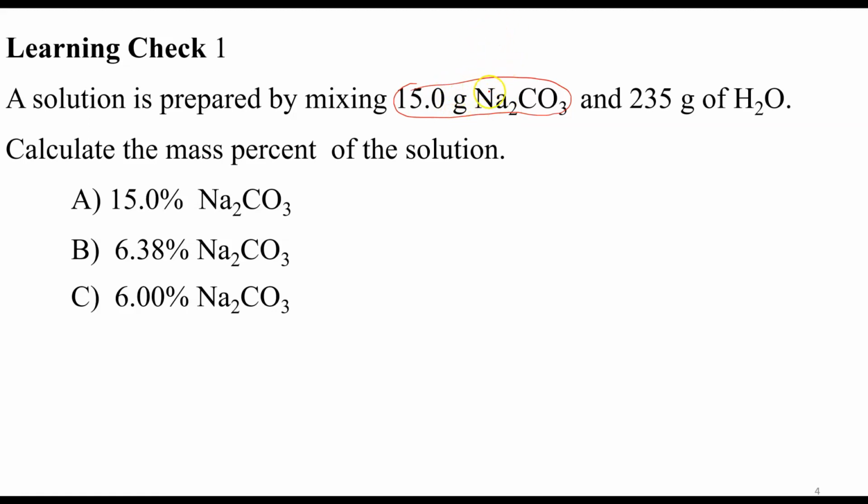Whatever you have less mass, that's always your solute. Whatever you have more of is always your solvent. So a common brain fart for this would be 15 divided by 235, because that's what people do. Don't do that. Remember, it's going to be mass of solute divided by your total mass. You have to add 235 plus 15 to get your total.